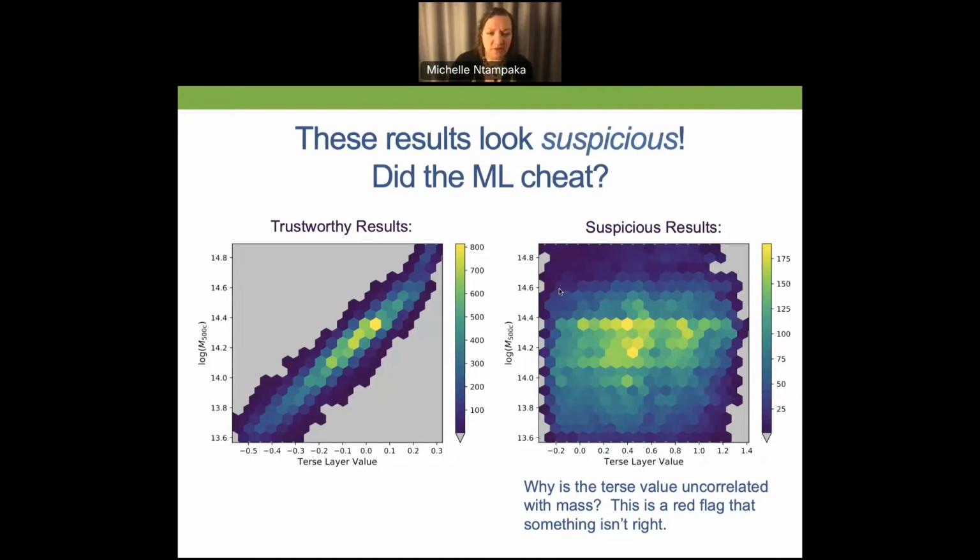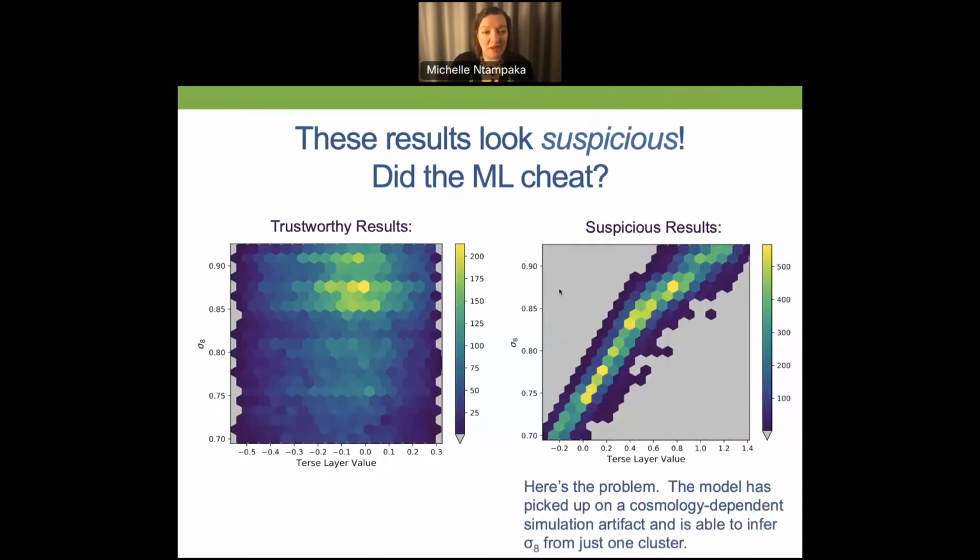In the trustworthy results, my machine learning model has built a mass proxy. You can see that these are tightly correlated. On the right-hand side, my terse layer value is uncorrelated with mass. And this is a red flag to me. This tells me that there's something underneath the hood that is not right about this model. This deserves some more attention.